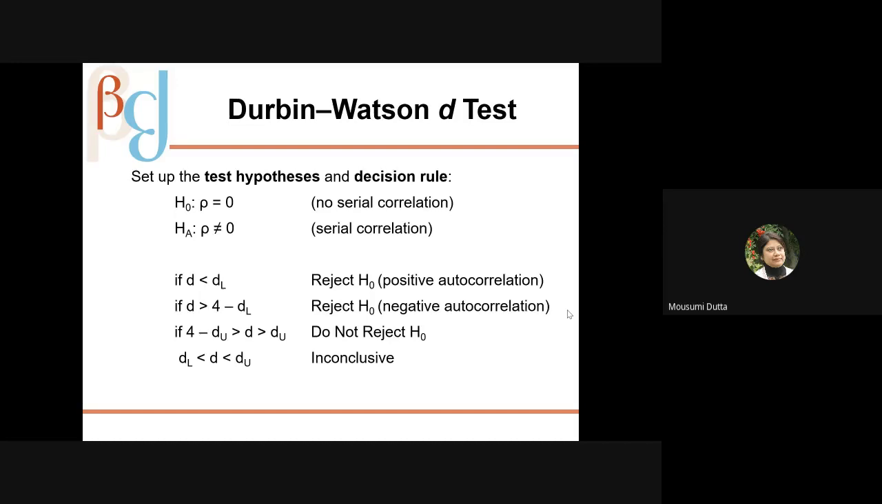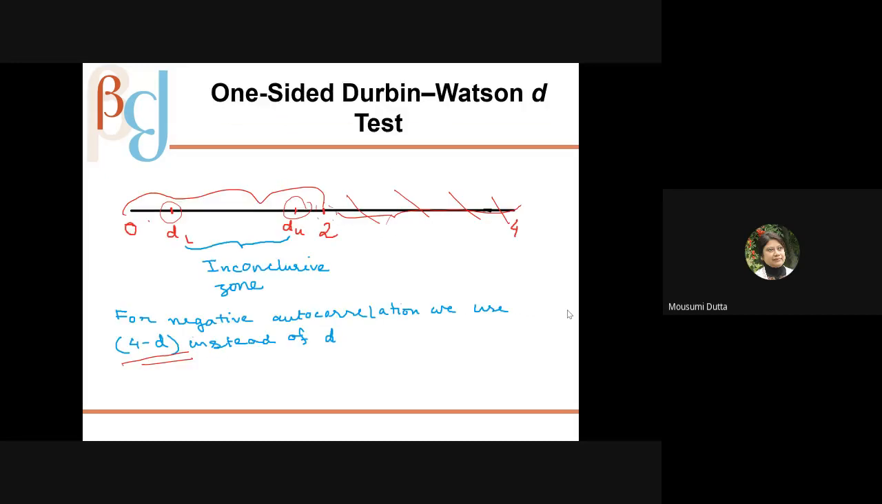However, the limitation of the DW test is that if your value lies between DL and DU, the test remains inconclusive. That is, the test remains inconclusive in this zone.